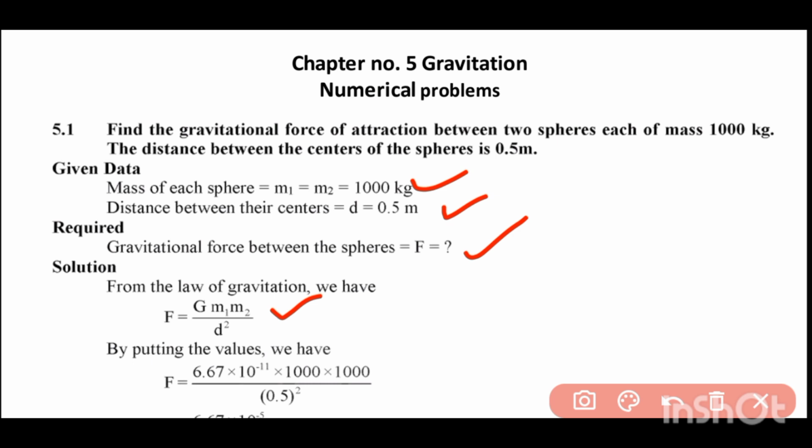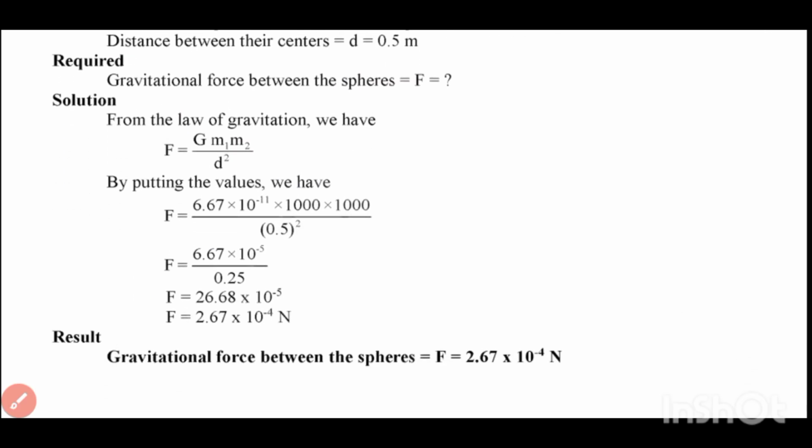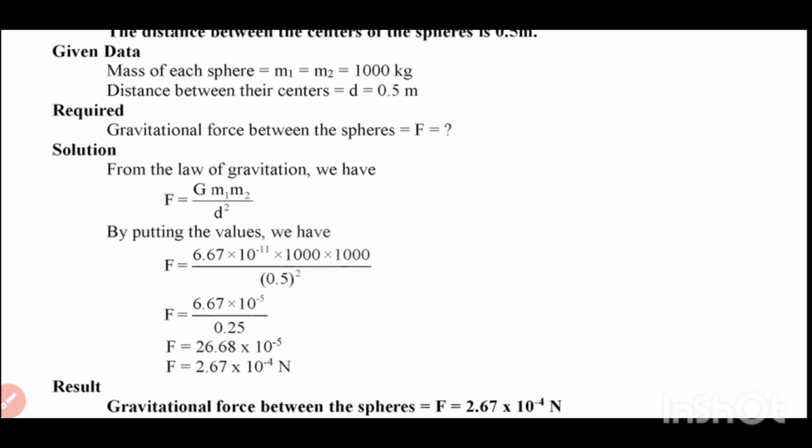After substituting the values of the gravitational constant G, m1, m2 and d, we get the result, that is F is equal to 2.67 multiplied by 10 raised to power minus 4 Newton. So our result is: gravitational force between the spheres is equal to 2.67 multiplied by 10 raised to power minus 4 Newton.